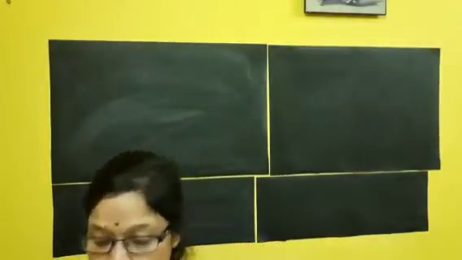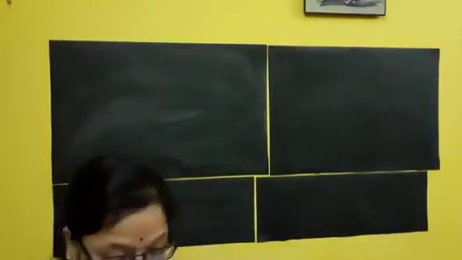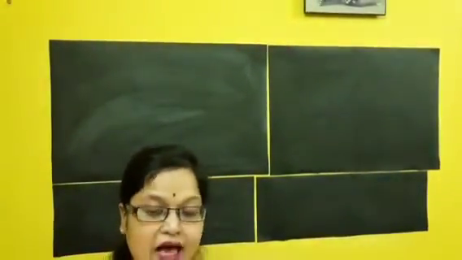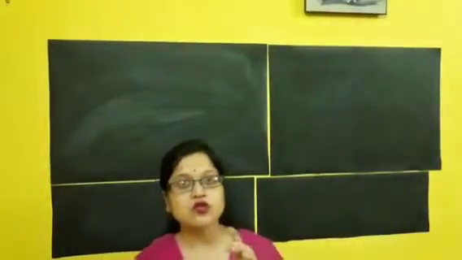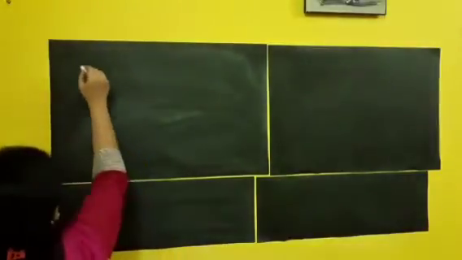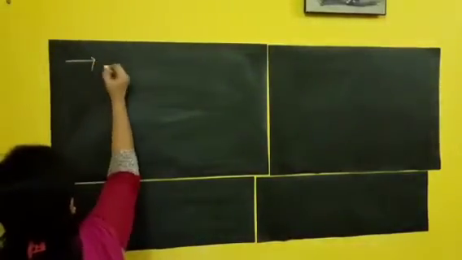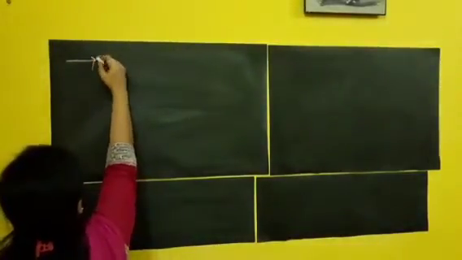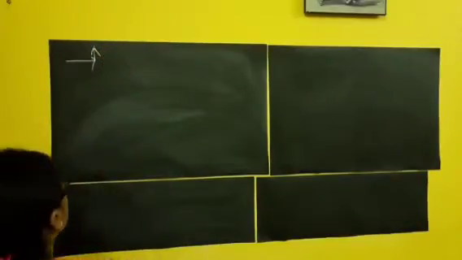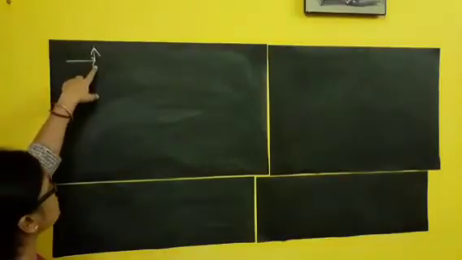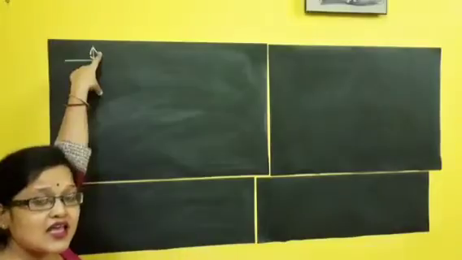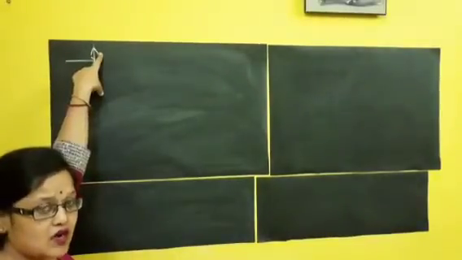See, if you have two vectors and both are proceeding in the same order, what does same order mean? Suppose one vector is moving along this direction, this is the ending point of the first vector, and this is the starting point of the second vector. Then I can apply the triangular law of vector addition.